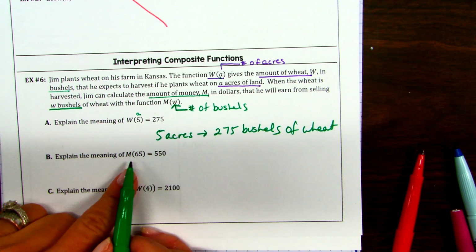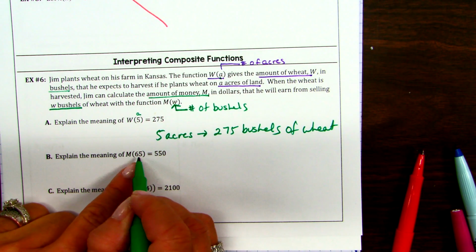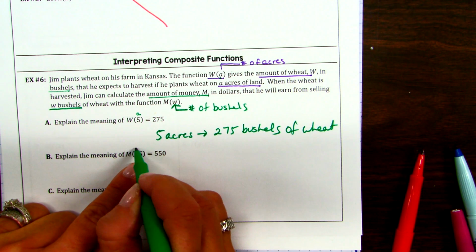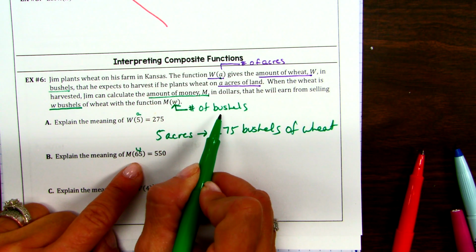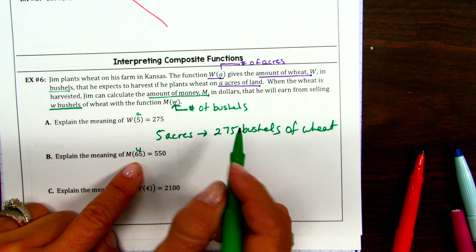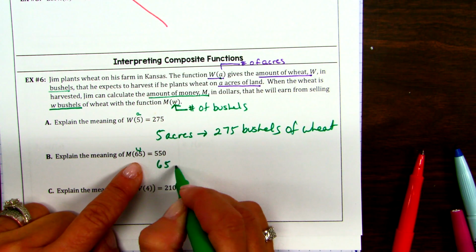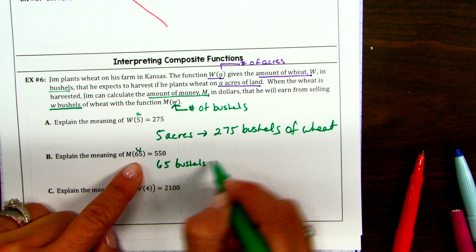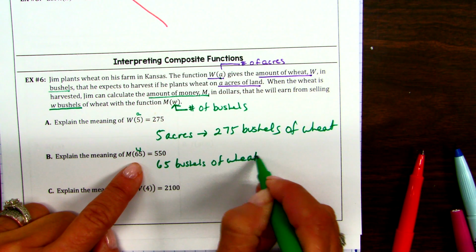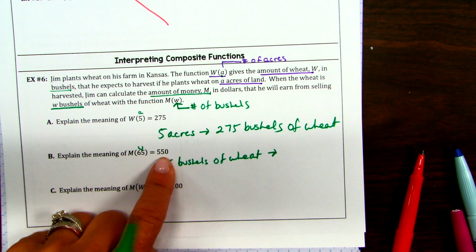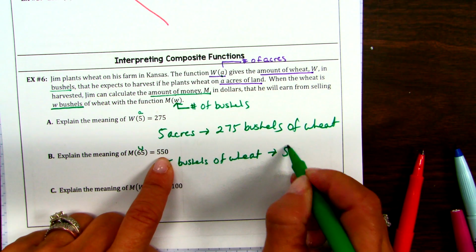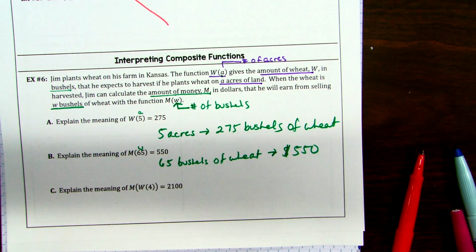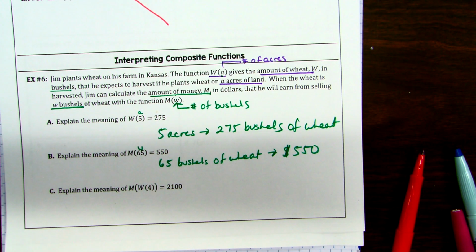Let's do the M one. M of 65. So what's in there is the W, right? 65 is number of bushels. So 65 bushels of wheat, what would M of W represent? What would 550 be? Amount of money in dollars. So we'd get him $550, right? Those two are kind of basic function notation that we use all the time.